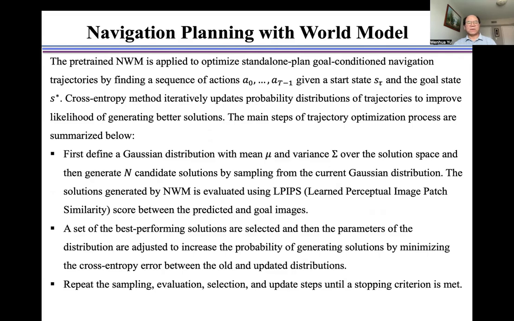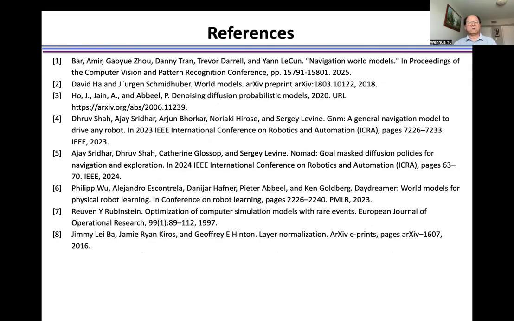A set of better performing solutions are selected, and then the parameters of the distribution are adjusted to increase the probability of generating such solutions by minimizing the cross-entropy error between the old and updated distributions. Repeat the sampling, evaluation, selection, and update steps until a stopping criterion is met. For more details, please check these references.